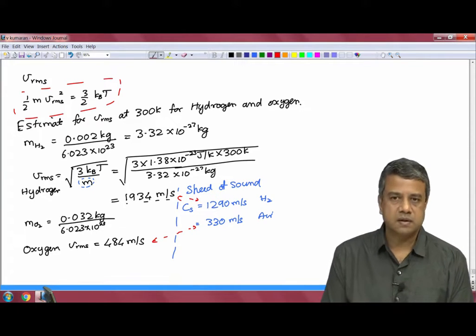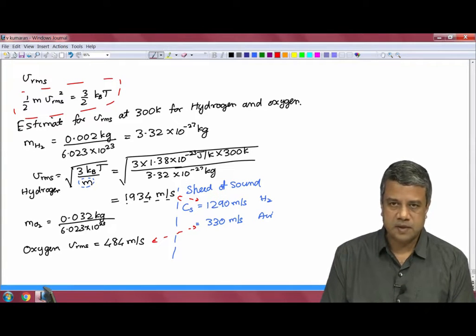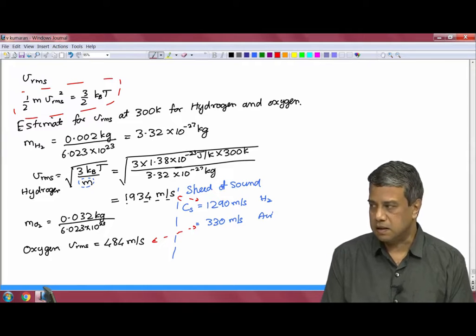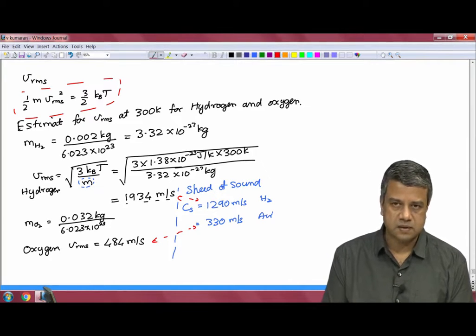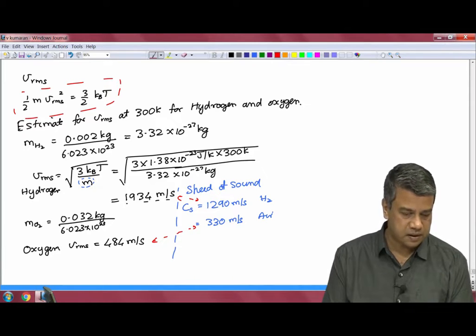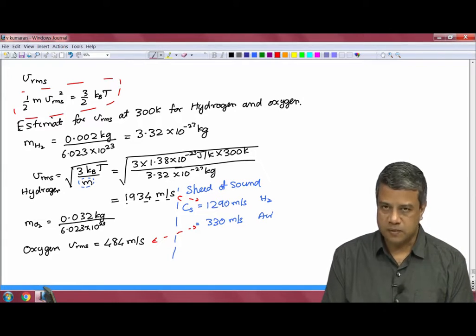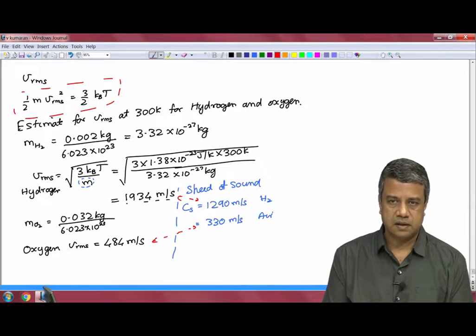They are about 1000 meters per second in small molecular weight gases like hydrogen, and approximately 300 to 500 meters per second in gases like oxygen, nitrogen and so on, and in air, and that is comparable to the speed of sound in air. So this is an estimate for the root mean square of the fluctuating velocity.